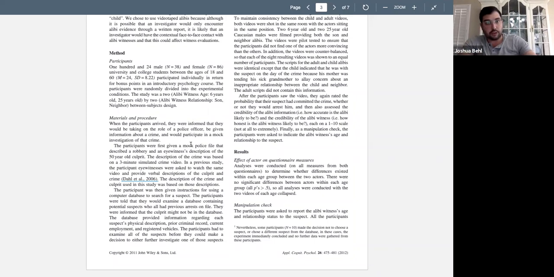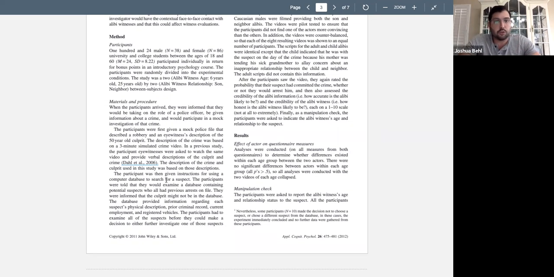The participants are first given a mock police file that described a robbery and an eyewitness description of a 50-year-old culprit. The description of the crime was based on a 3-minute crime video, and so on. The participants were given instructions for using a computer database for the suspect. Again, you can read all this and see, but it literally takes you step by step, like a recipe in a cookbook, of exactly what to do.